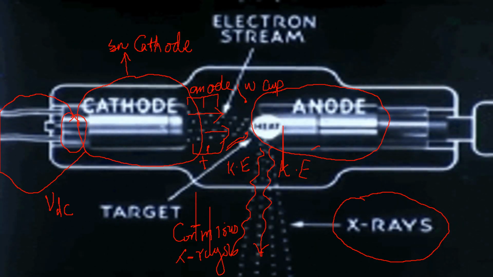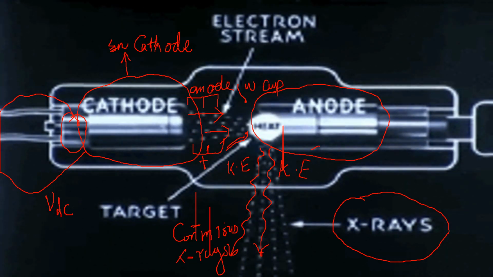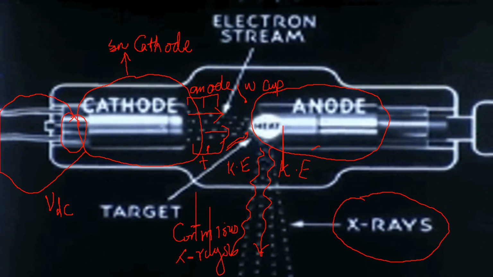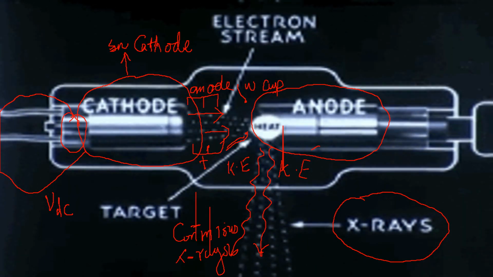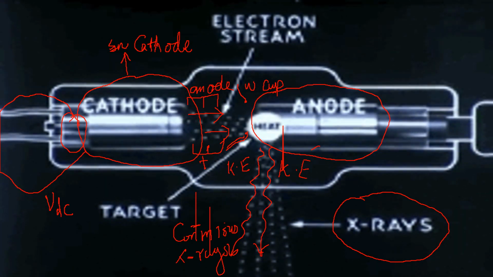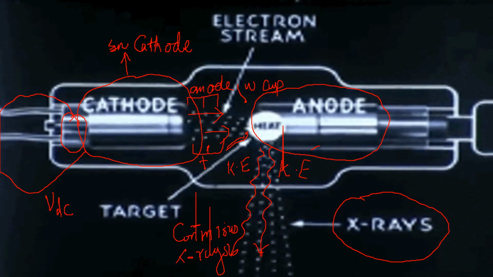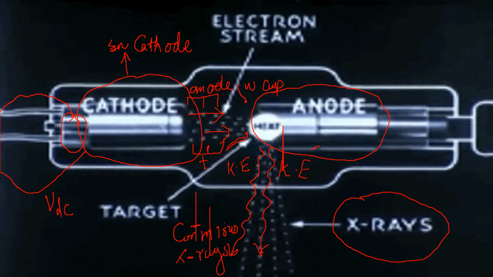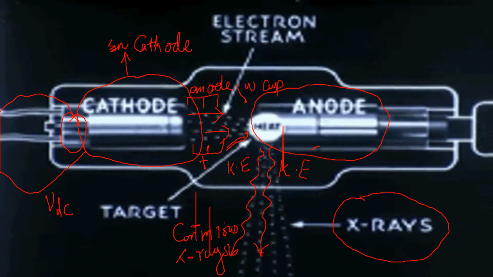And as a result, when the stream of highly energetic electrons interacts with the surface of the anode, the deceleration, the decrease in speed of the electrons, will result in the emission of continuous X-rays. So this is just an overview of the X-rays tube which is used to generate characteristic as well as continuous X-rays.